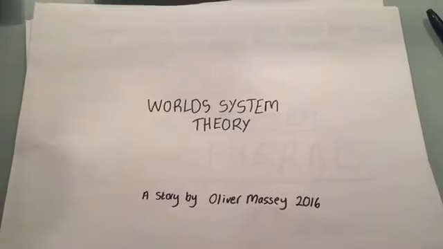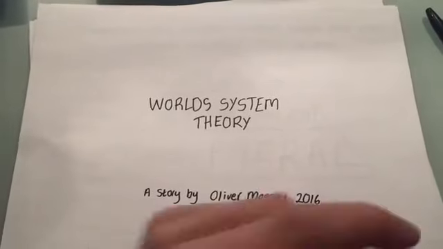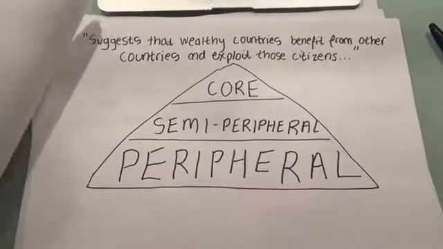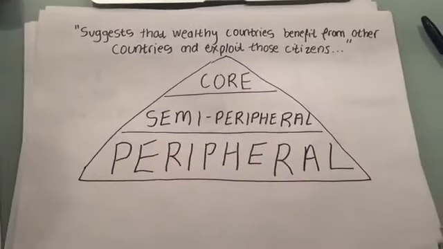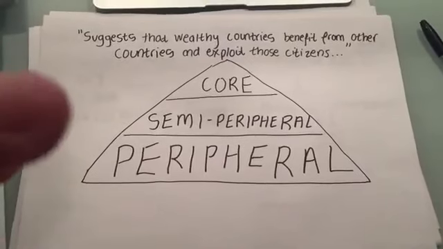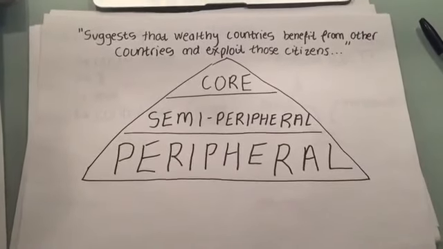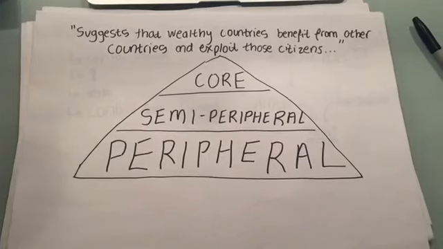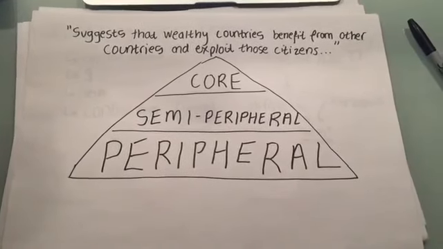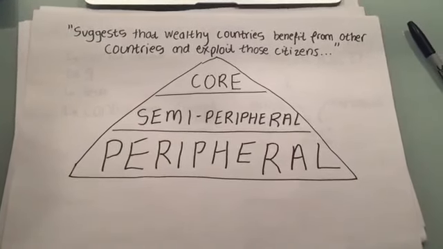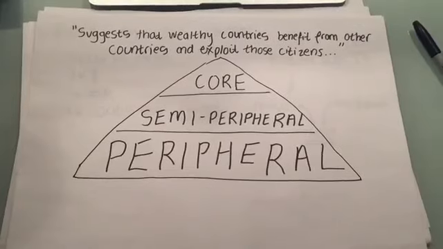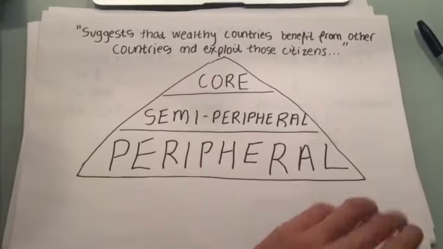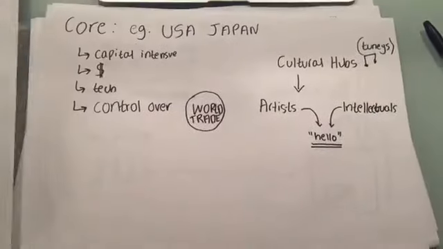The World System Theory, a story by Oliver Massey, 2016. The world system theory, like the dependency theory, suggests that wealthy countries benefit from other countries and exploit those countries' citizens. According to Wallerstein, the world's economic system is divided into a hierarchy of three types of countries: core, semi-peripheral, and peripheral.